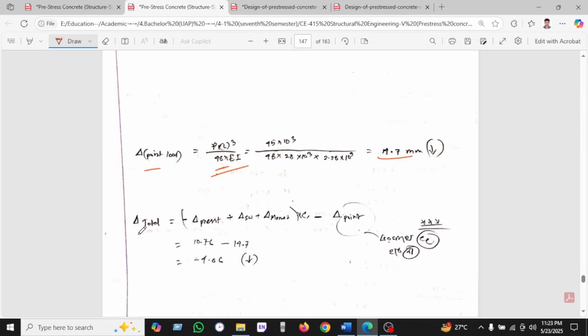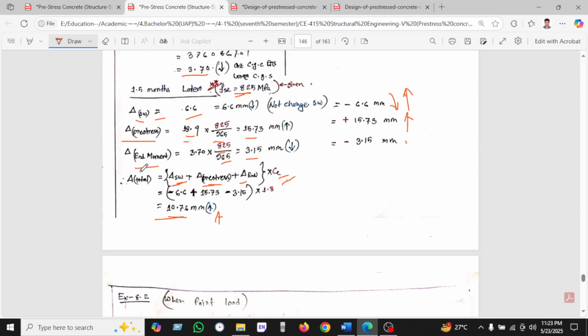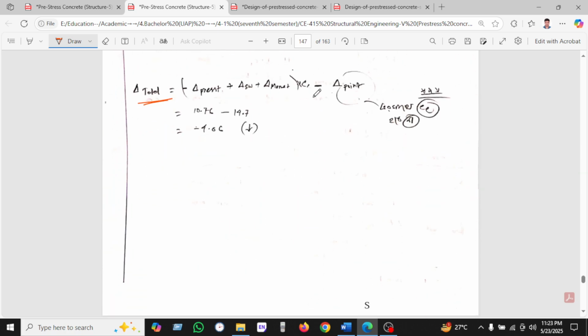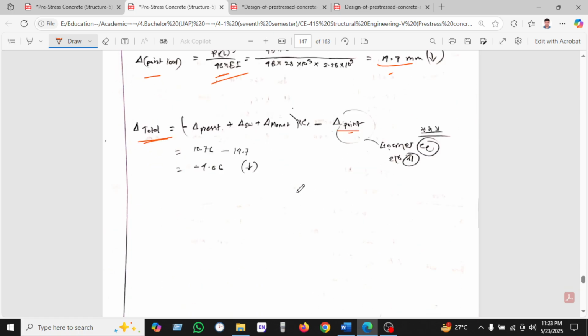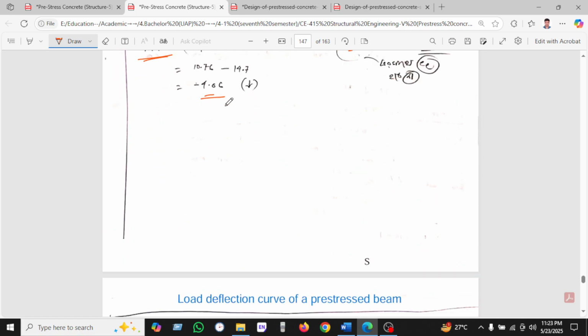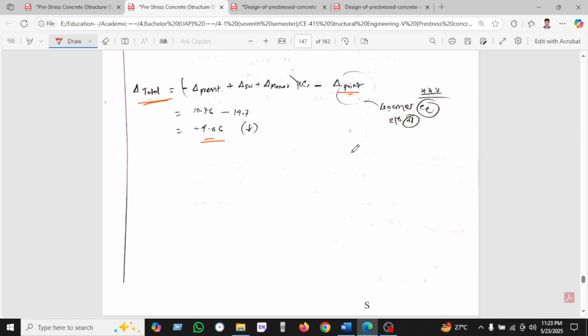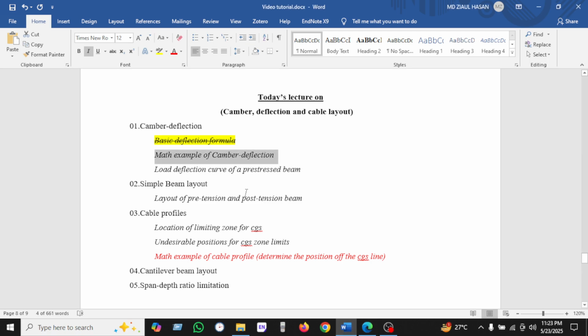And now we'll calculate the total, as we have been seeing here: the total self-weight, pre-stress, plus in. So it will also be minus point load. If we calculate the minus point load, then we will find 4.08 in downward. Okay, so I think this is also in depth.